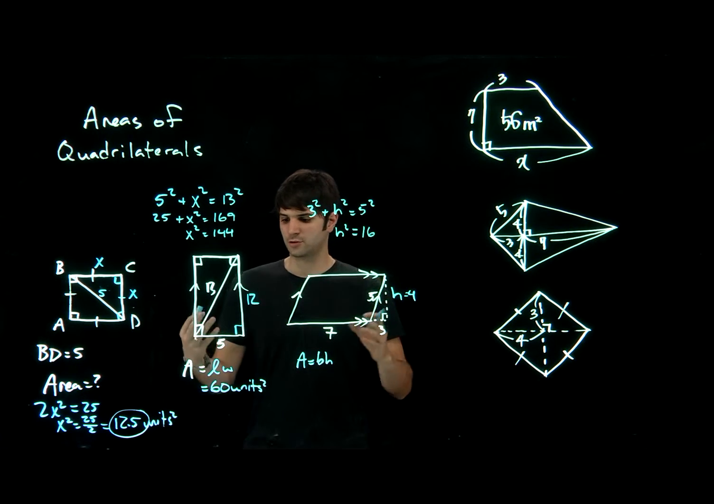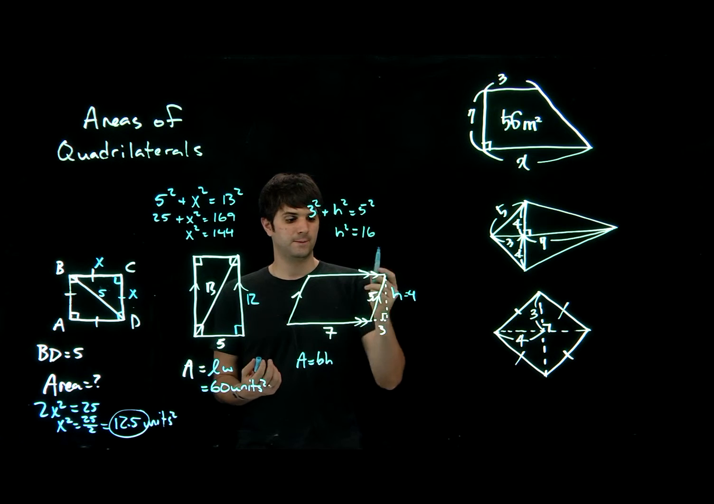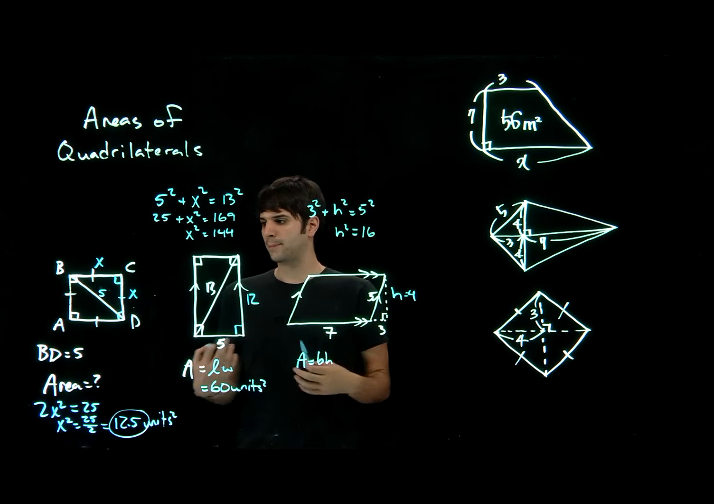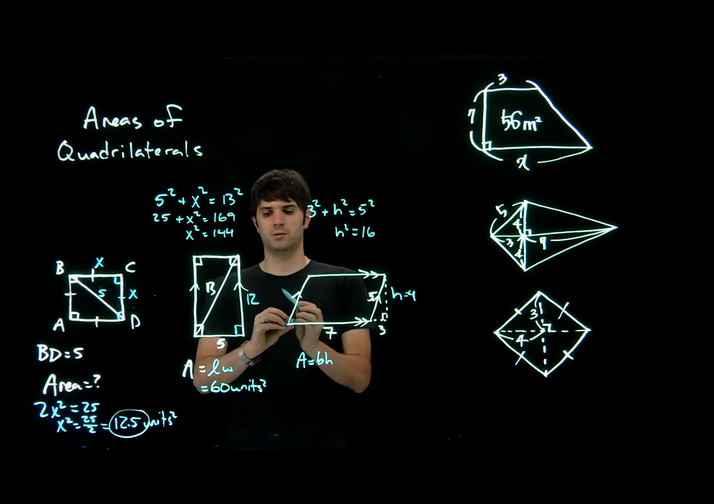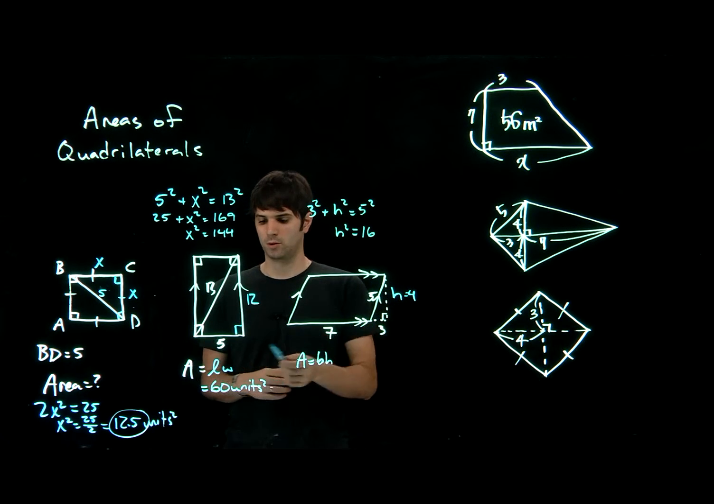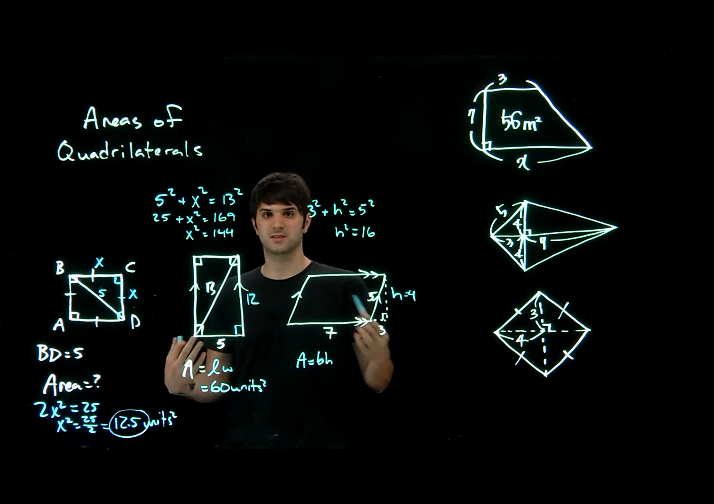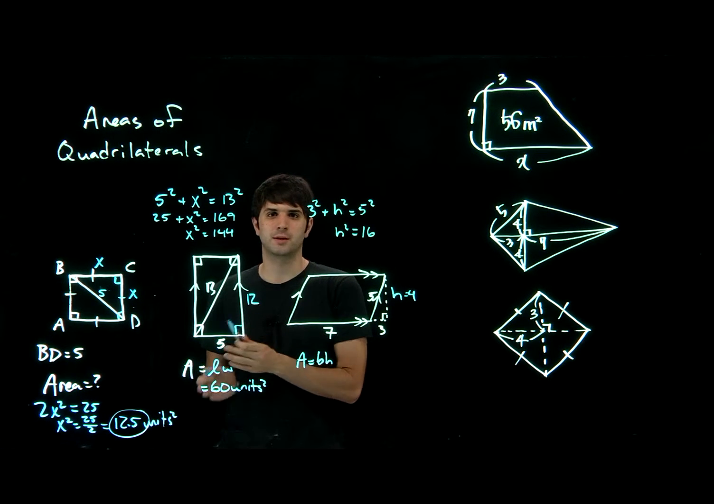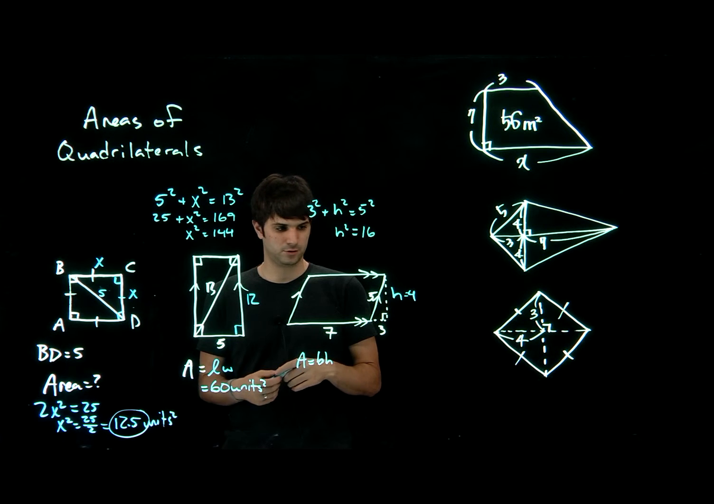So it really helps if you start to recognize 5, 12, 13 and 3, 4, 5. Those will pop up a lot, or scale factors of those. So like 6, 8, 10, or 10, 24, 26. Those kinds of problems are really put in books a lot to try to help you guys.